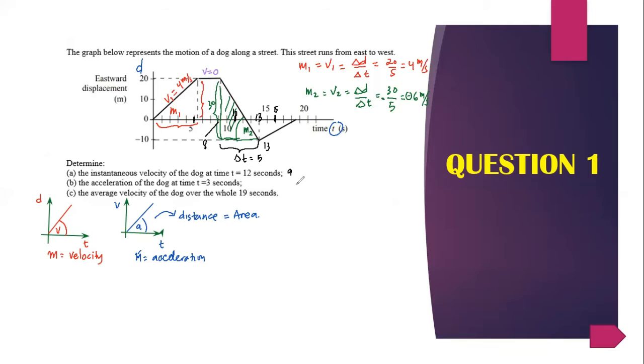Here, the instantaneous velocity of the dog at time t equals 12. Where is 12? Here is 12, right? 12 seconds here, okay? And here to 12 seconds.